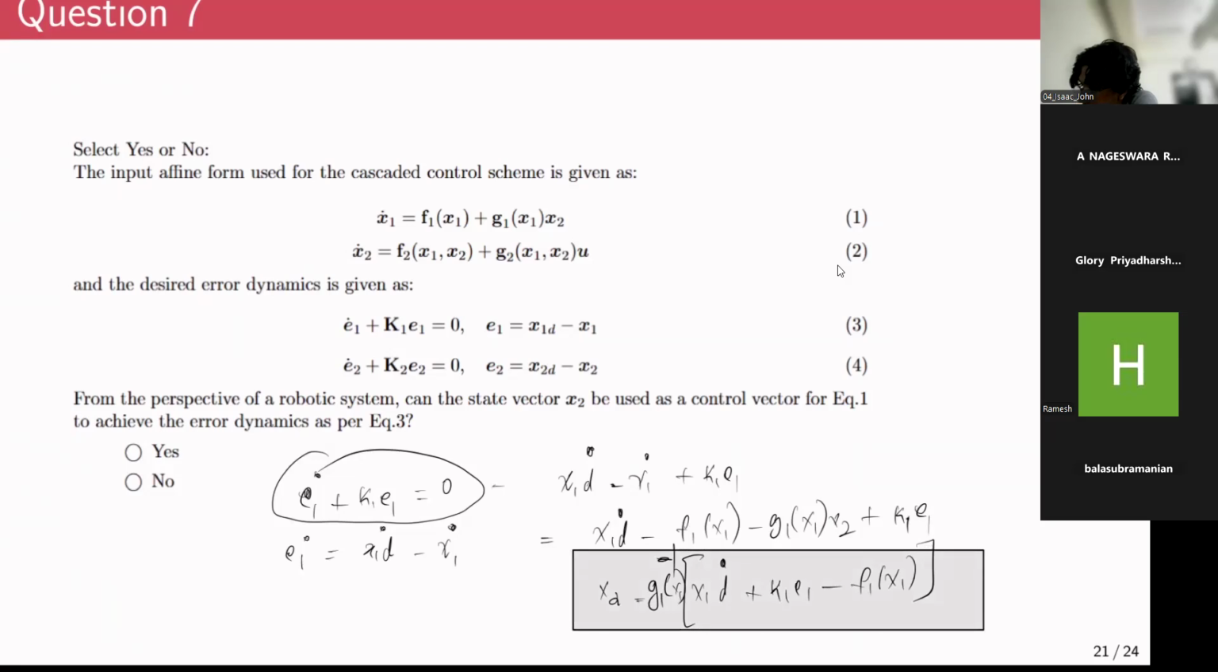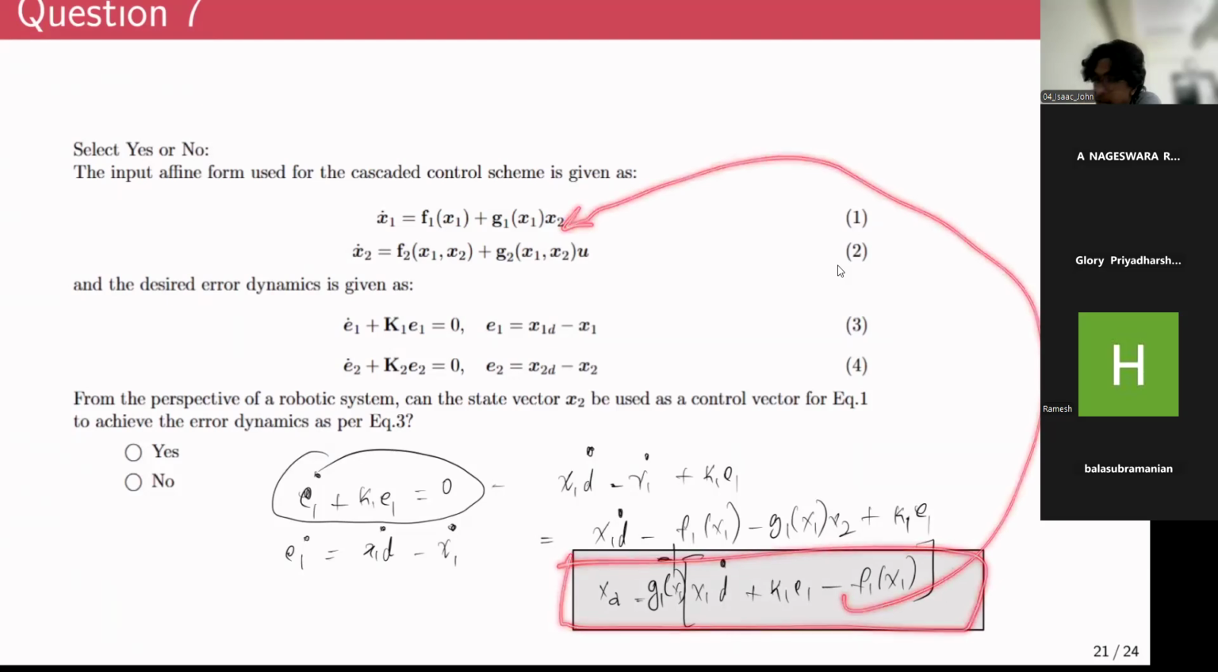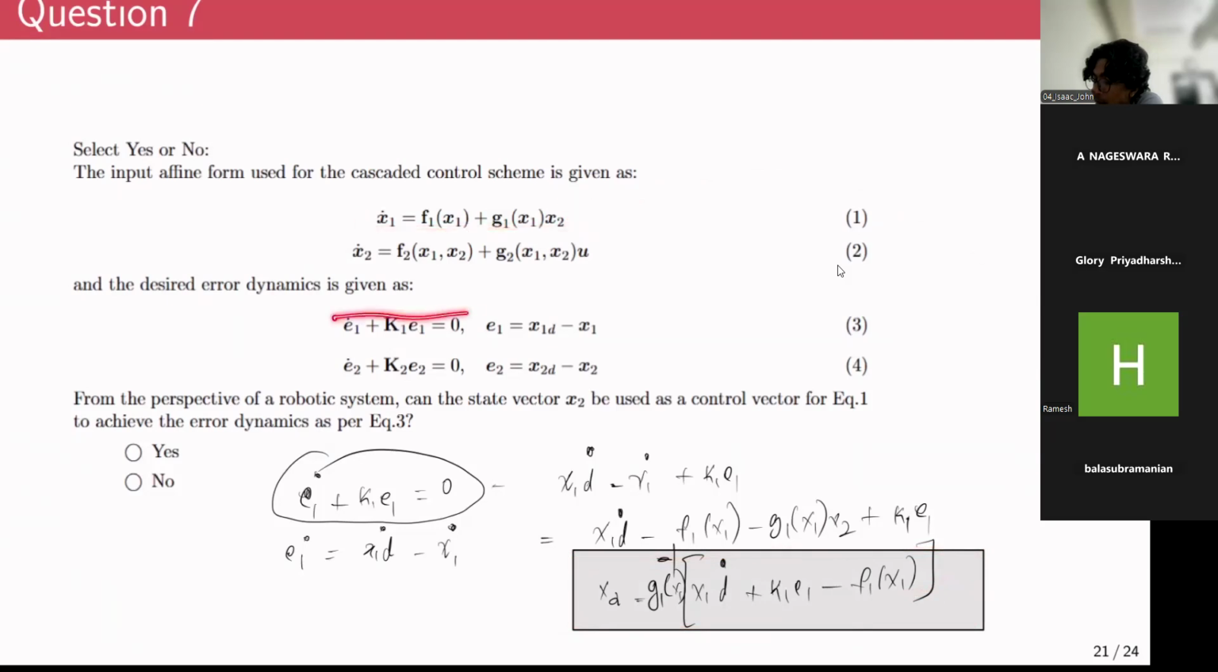So essentially, if you substitute this x2 into equation 1, this subsystem will follow the error dynamics e1 dot plus K1 e1. The question says, can we really do that? Can we really treat this x2 as a control vector? Is it possible? Is it yes or is it no? Just like we have seen in the computed torque control.